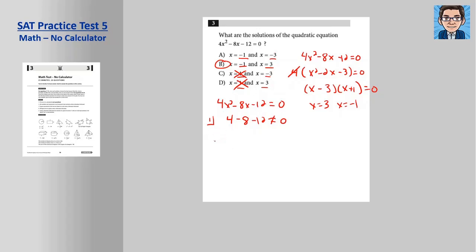So if we put 3 into here, 4 times 3 squared, 9 times 3 is 36, minus 8 times 3, which is 24, minus 12. Does that equal 0? And yes, it does. So out of the choices of 3 and -3, 3 is the one that works. So -3 doesn't work. 3 works. So that's another way to get to our choice B.